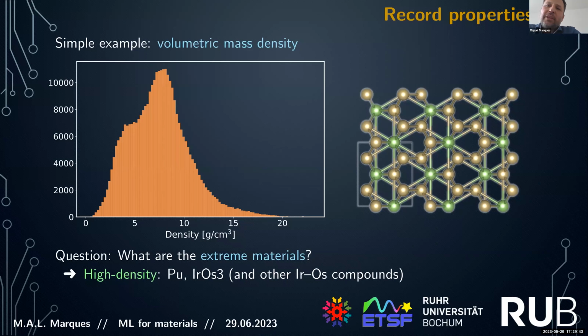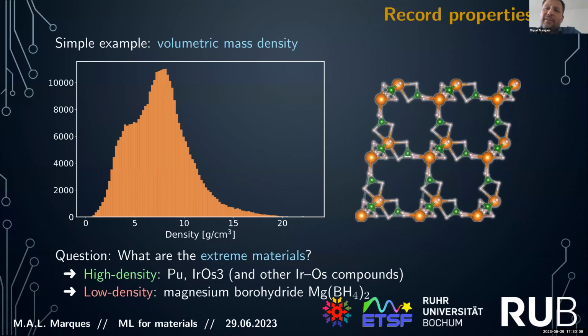If we remove all these radioactive elements, the highest density compound is a compound of iridium and osmium that I have the picture of here. It's iridium osmium 3, and other iridium osmium compounds. Some of you probably know that osmium is the densest elementary substance, so this is not perhaps a surprise. Now, what is the other extreme? This is also very interesting. The other extreme, the low density extreme, and of course excluding gases, because those are not really interesting in this context, the lowest density compound is magnesium borohydride.